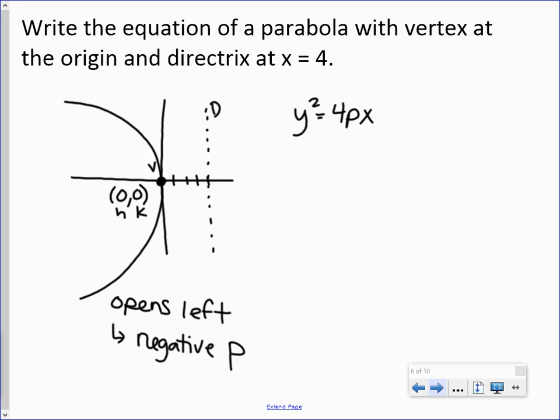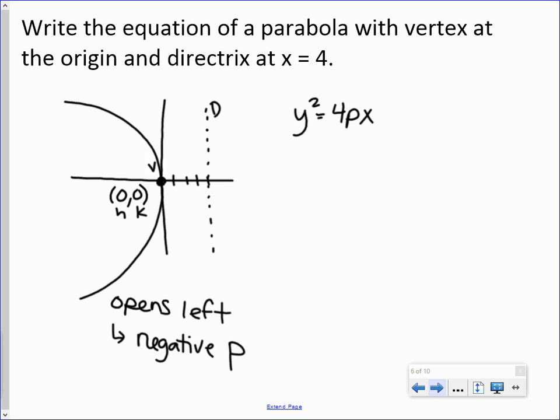If the direction of your graph is opening down or left, then you know that you should have a negative P. Now, Joe only gave me the general equation like y squared equals 4px. Has he told me what p is? No, not yet. So was anybody able to determine the value of p here? Well, the value of p is negative 4, right?